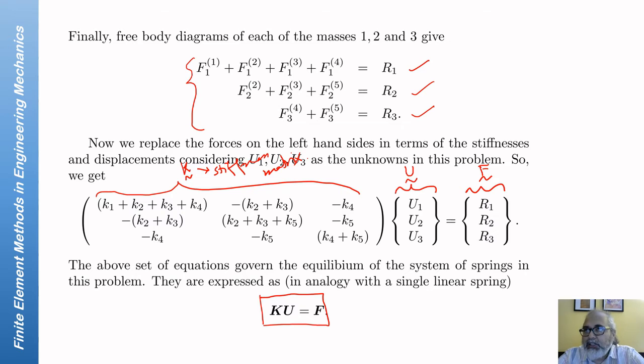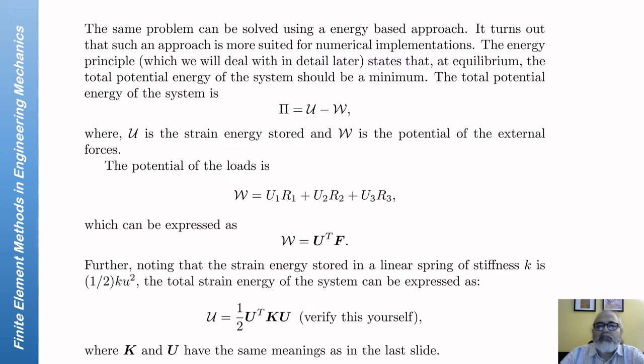You have done Castigliano's theorem, and Castigliano's theorem is a special case of what I'm going to describe. The more general setting of Castigliano's theorem is the principle of minimum potential energy, which states that the potential energy of a structure at equilibrium is at its minimum.